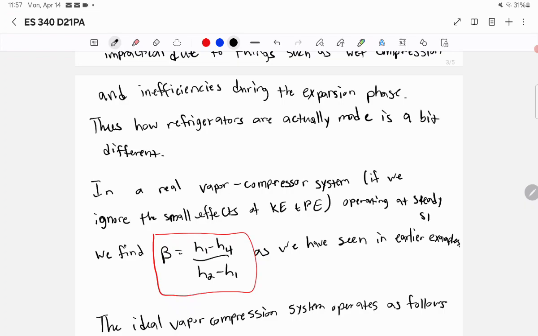Something I forgot to mention. But operating at steady state, if we ignore the effects of kinetic energy and potential energy of the fluid, which are generally quite small relative to the power that's being put in and the heat transfers that are happening, these are very tiny quantities, so we can shrug them off with a low percentage of error.